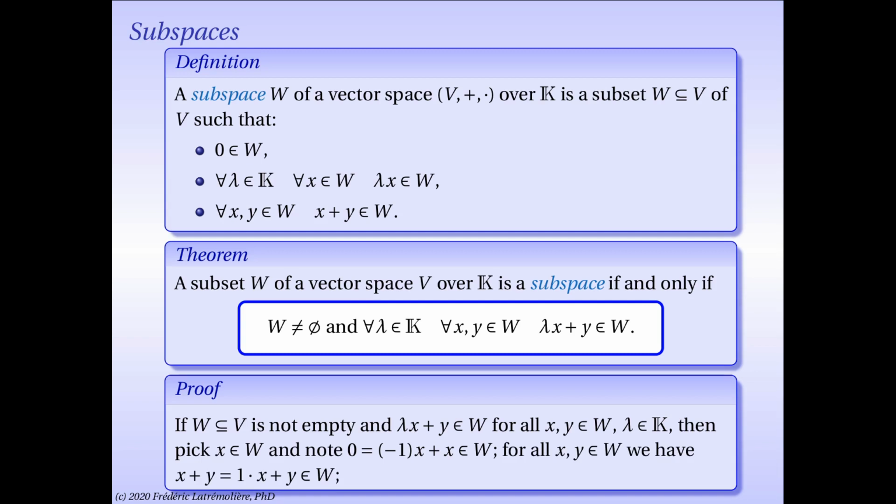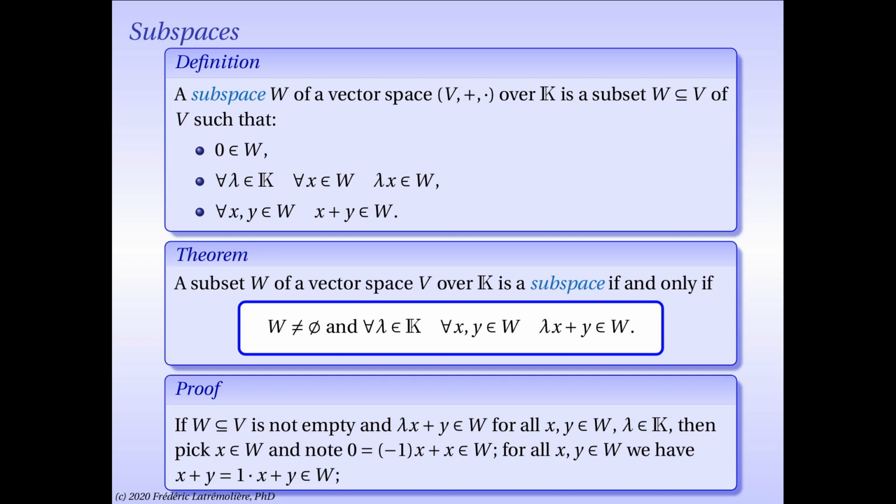Second of all, I'm going to prove that W is closed under addition. Let x and y be two vectors in W. I'm going to rewrite x plus y again in a form compatible with the conditions of our theorem. But it is easy because we know that in any vector space, x equals 1 times x. So x plus y is equal to 1 times x plus y. Since both x and y are in W by assumption, the sum of x and y again is in W.